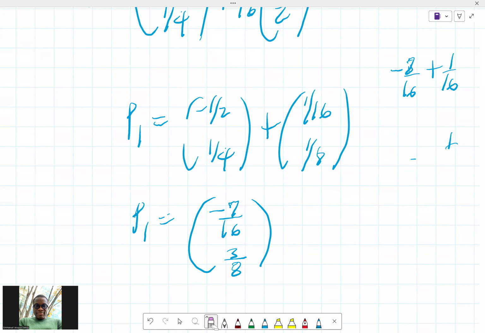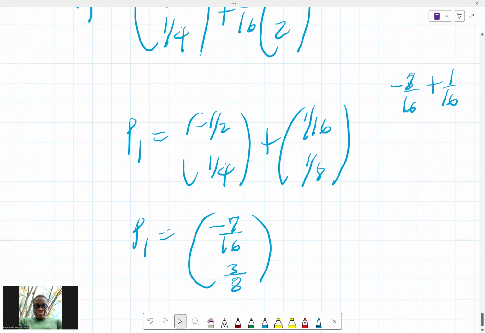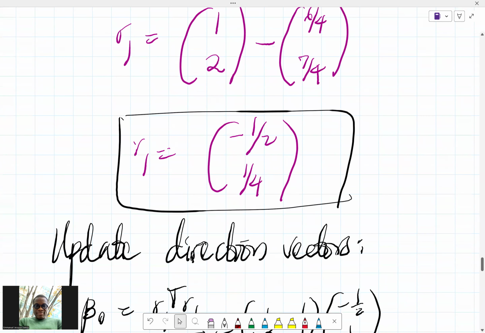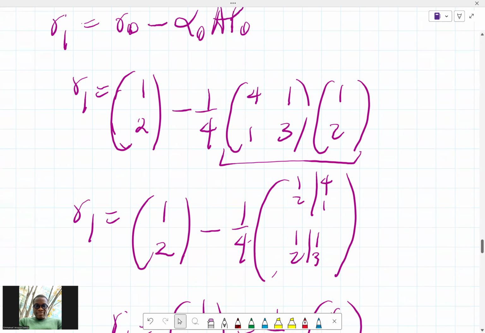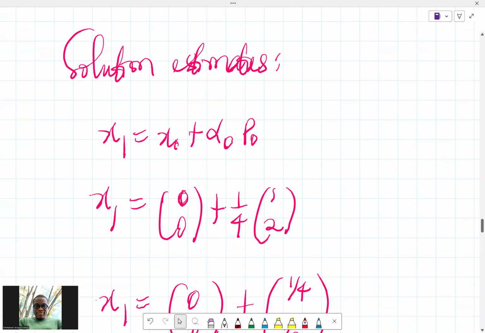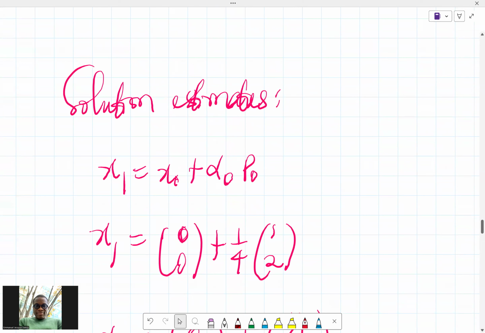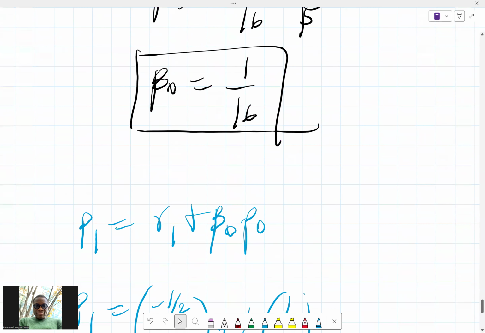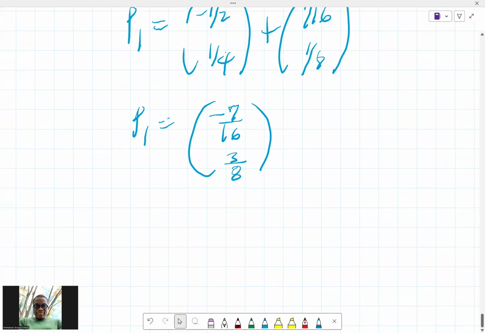And this goes. So now that you have updated all this, then we can now go for the second iteration. Don't forget the first iteration is already done to be x1. So, x1 is just x naught plus alpha naught p naught. That's x1. So we can then go for the second iteration.